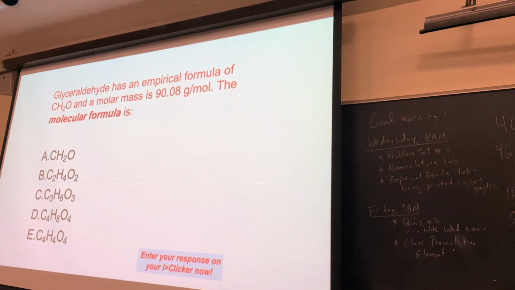Now, this is the question, though, I think is worth talking about. Glyceraldehyde has an empirical formula of CH2O. The molar mass of the whole glyceraldehyde molecule is 90.08. So this is the kind of question where we have an empirical formula and we want to turn it into a molecular formula. And to do that, you do need a second piece of data, which is the molar mass of the compound, 90.08.